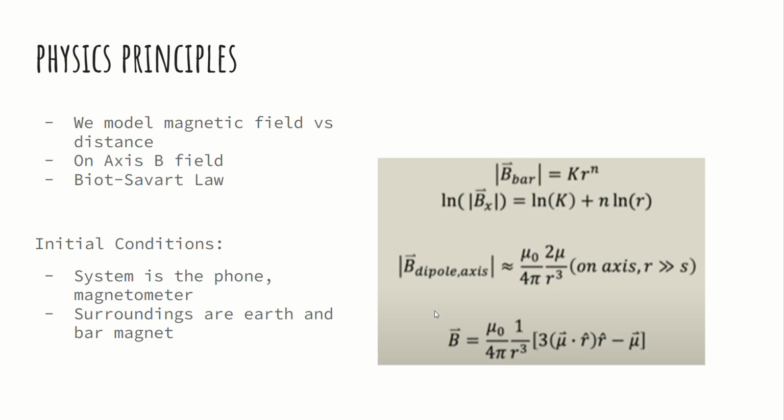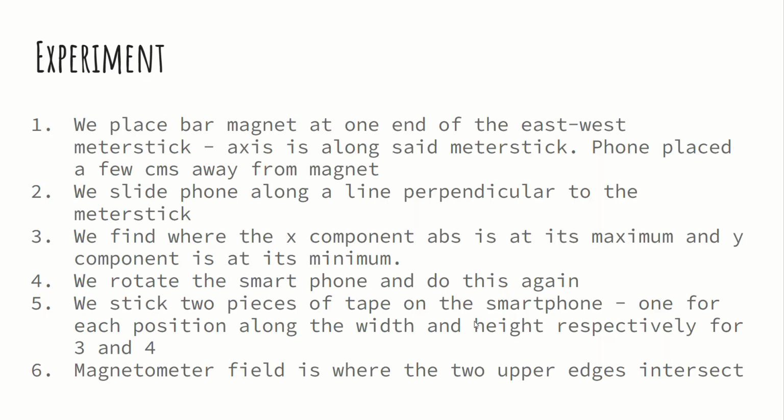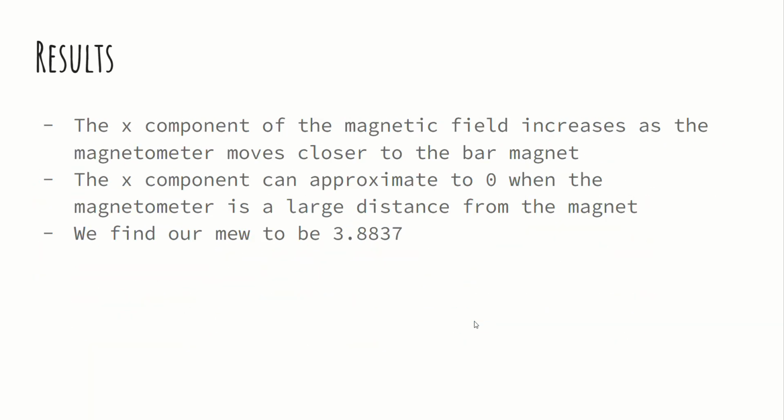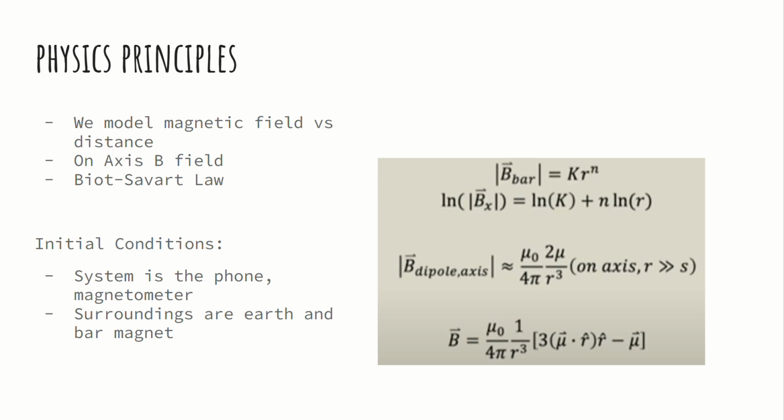These are the physics principles that drive this experiment. We model our magnetic field versus distance. We use the on-axis B field formula, and we use the Biot-Savart law. All of these are listed here. This is our modeling of the distance, this is the on-axis B field, and this is the Biot-Savart law. Our system is just our phone and the magnetometer. Our surroundings are just the Earth and the bar magnet.